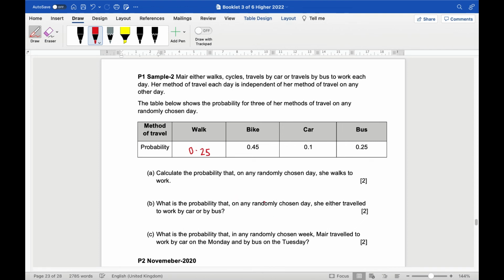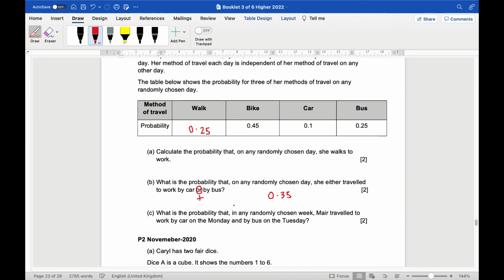Part B. What is the probability that on a randomly chosen day she travelled to work by car or? So this is an or question. In other words, we're allowing this number or this number to happen. There's only one event. She's going to work for that one day or. So or is add together car or bus and they add together to give that. So that's one event and I'm allowing this or this added together.